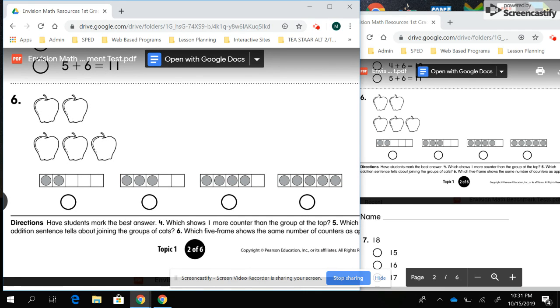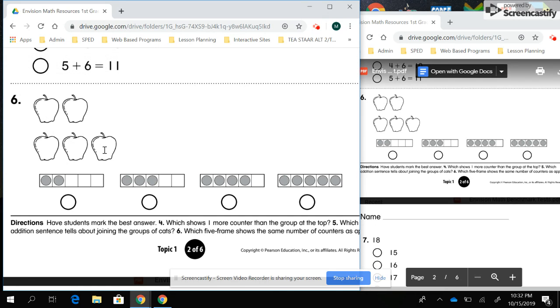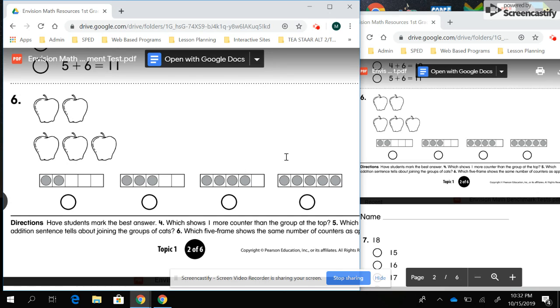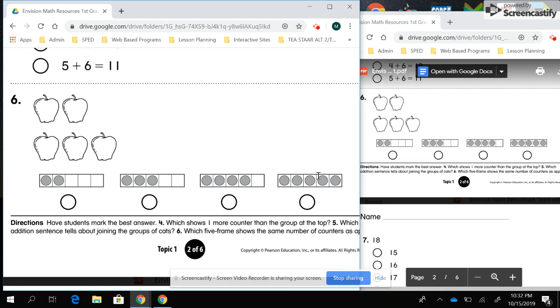Number 6, I see apples. There's 2 groups of apples. There's 1, 2, and then I see 1, 2, 3. Well, I want to know which 5 frame, because these are frames. They are called frames, okay?